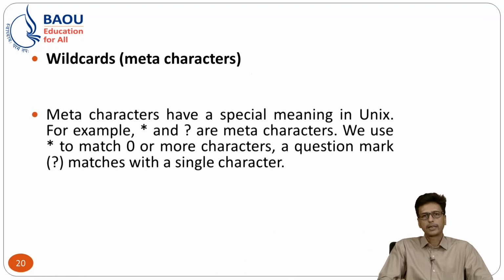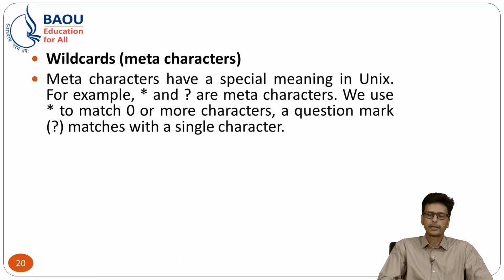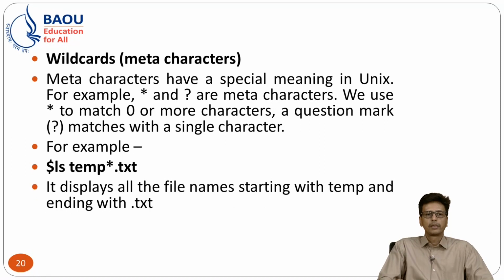Next are wildcard characters, or you can say the meta characters. Basically the asterisk, that is star, and the question mark, which you are already aware of, work as wildcard characters. Now let's see some examples. What is the question mark? It represents a single character, and what is the asterisk? It represents 0 or multiple characters, right?